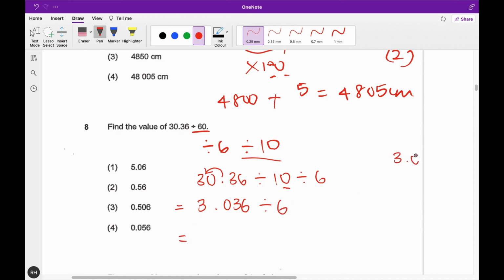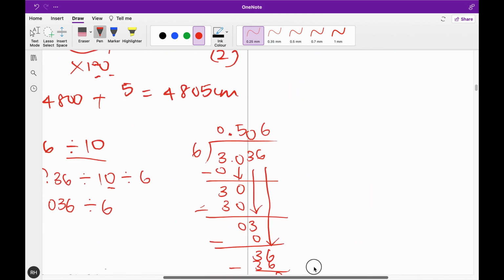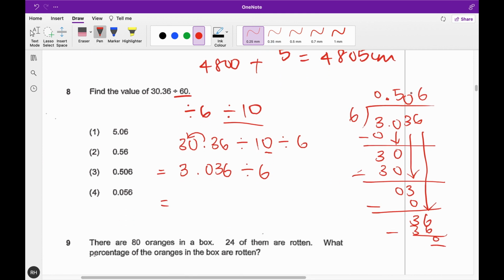So if we do our working, 3.036 divided by 6. Okay, so if it's 0, we bring down 0. Okay, remember decimal over here. Okay, so the 30 divided by 6 will give us 5, minus 30. Bring down 3, so I'll put 0 here. Minus 0, bring down 3, we have 6. Minus 36, and we have 0. So the answer will give us 0.506. 0.506, option is option 3.